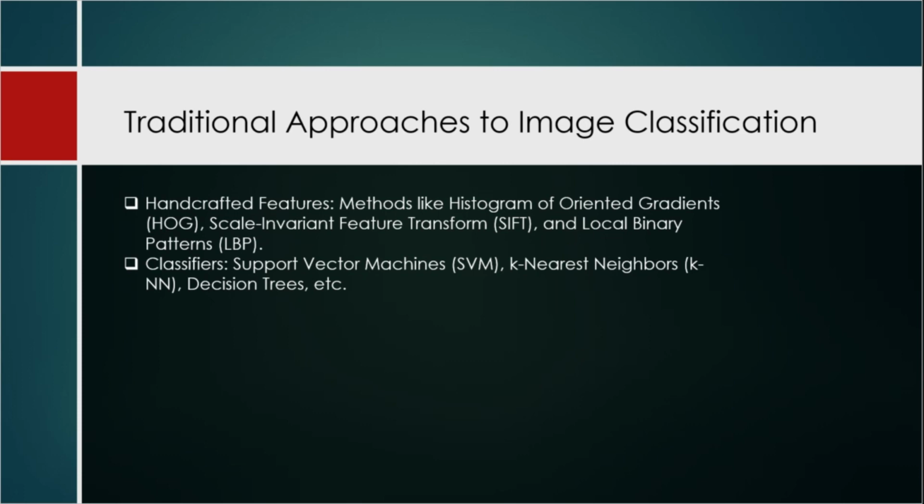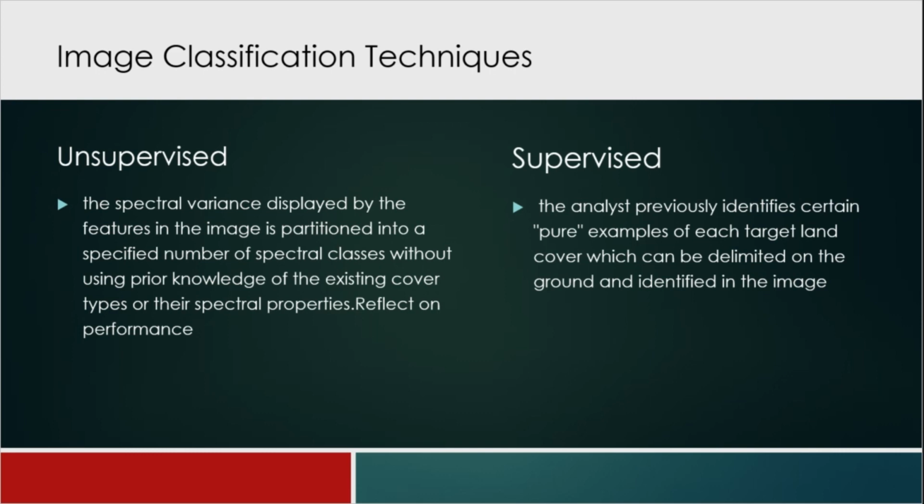Those are some examples. Okay, in an unsupervised classification, the spectral variance displayed by the features in the image is partitioned into a specified number of spectral classes without using prior knowledge of the existing cover types or their spectral properties. So the partitioned classes must then be identified and labeled by the analyst.